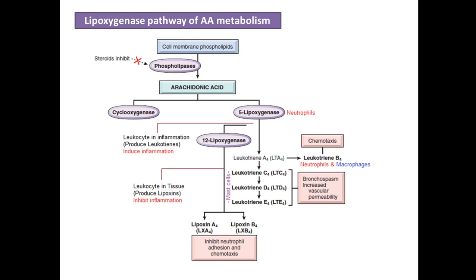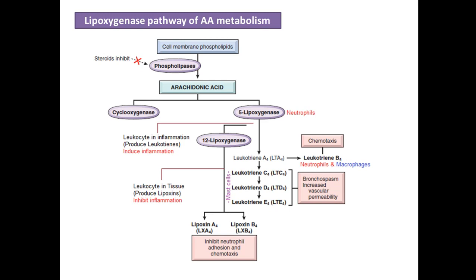And leukotriene A4 can be converted into three other leukotrienes, especially in the mast cells: leukotriene C4, leukotriene D4, and E4. They cause bronchospasm and increase vascular permeability. So they will make the bronchi narrow, and they will make exudatory fluid accumulate in the lungs and create problems in patients with bronchial asthma.